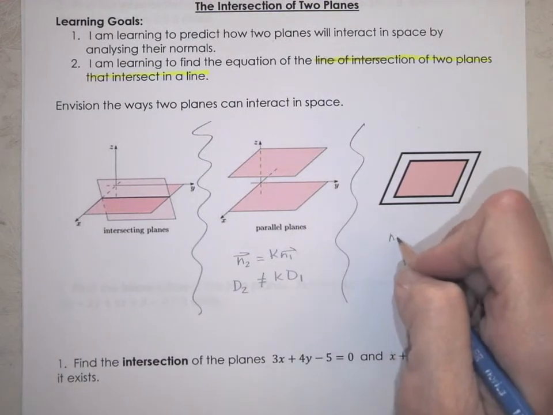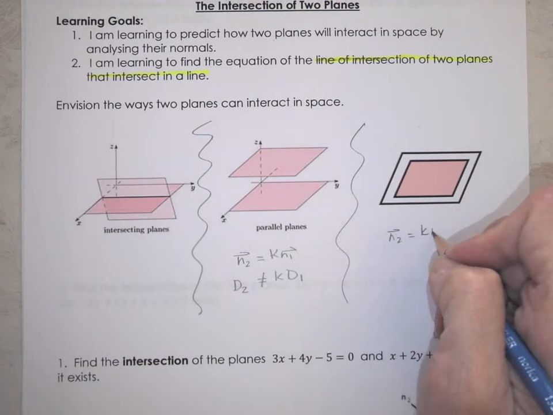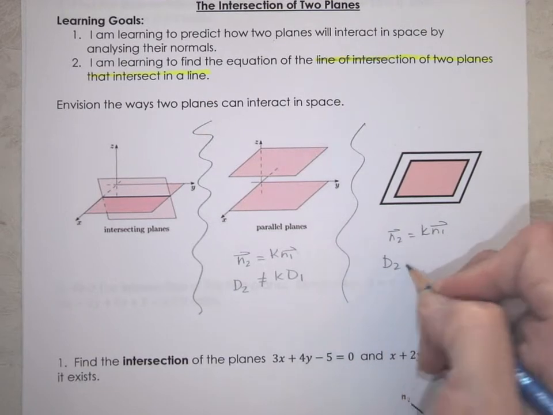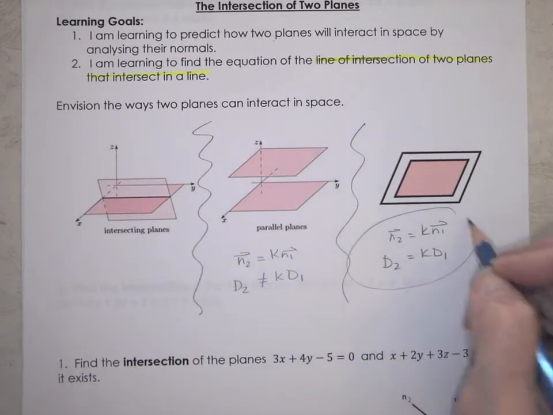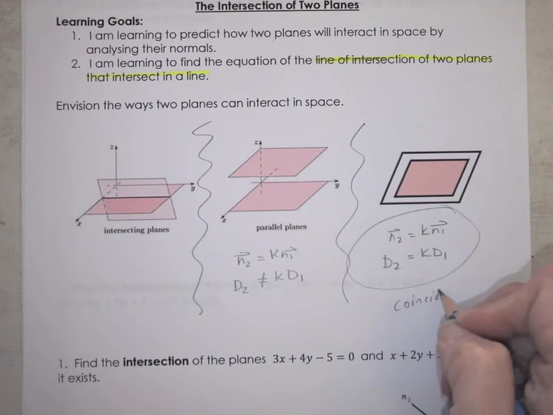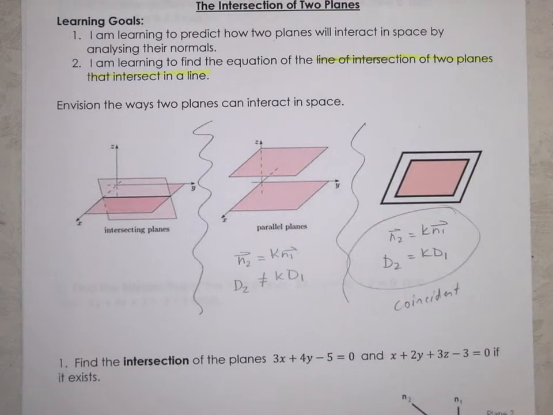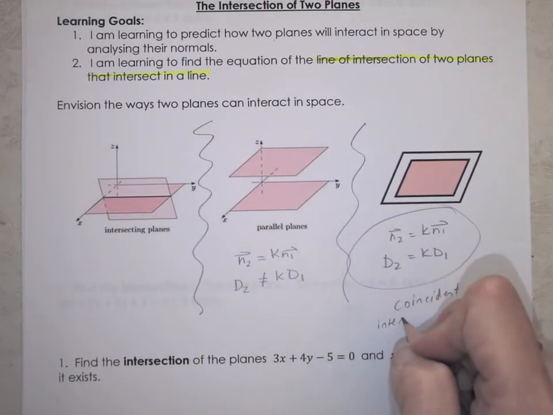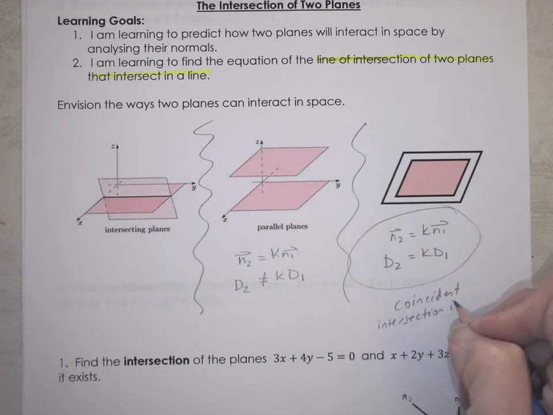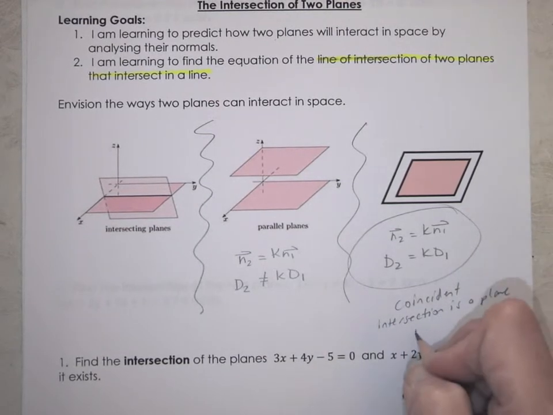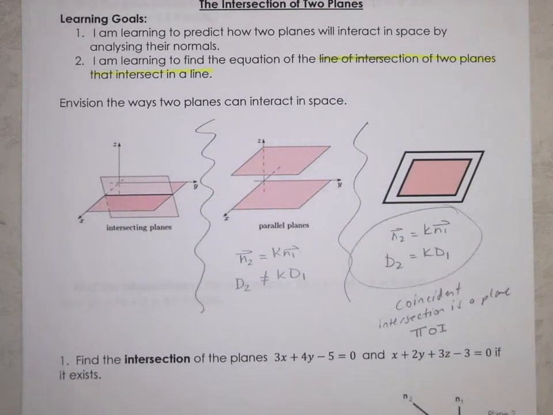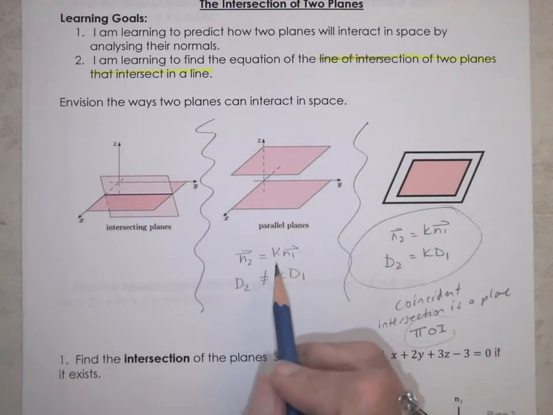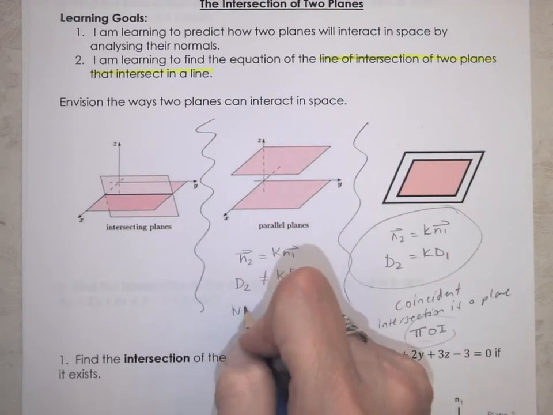However, if the normals are scalar multiples and the constants are in that same proportion, then you have two planes that are coincident. We also say that the intersection is a plane, or a pi, pi is short for plane of intersection, pi OI. Okay, so the two planes are coincident, there's a plane of intersection. In the case where they're parallel and distinct, there's no intersection.